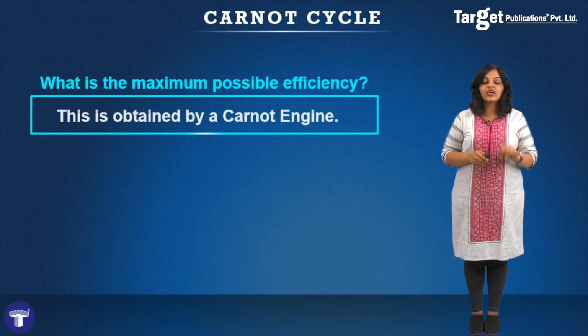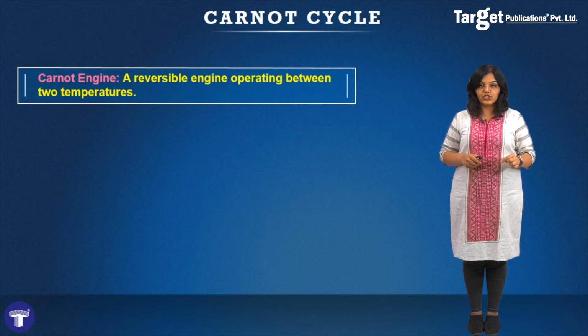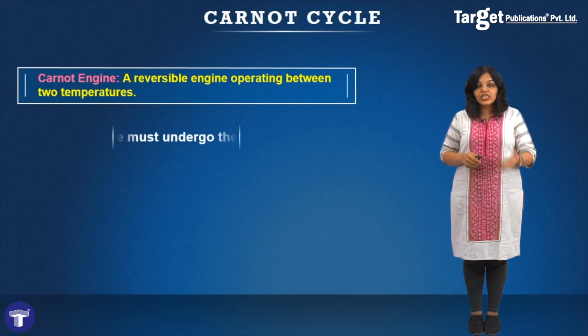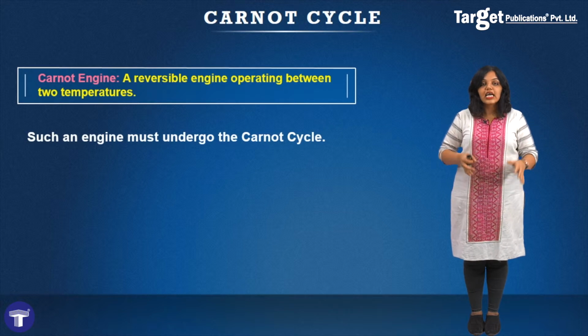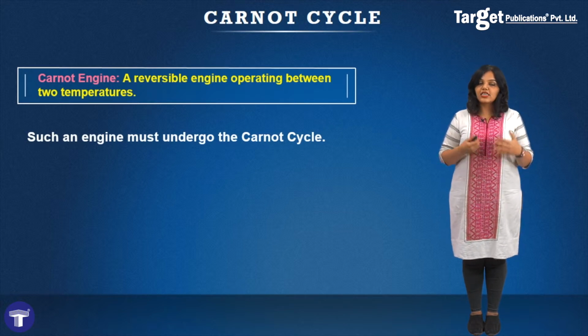And the answer to this is that the most efficient type of heat engine is what is known as a CARNOT engine. A CARNOT engine is nothing but a reversible engine operating between two temperatures. And it can achieve this maximum possible efficiency by undergoing what is known as the CARNOT cycle. So what exactly is the CARNOT cycle?